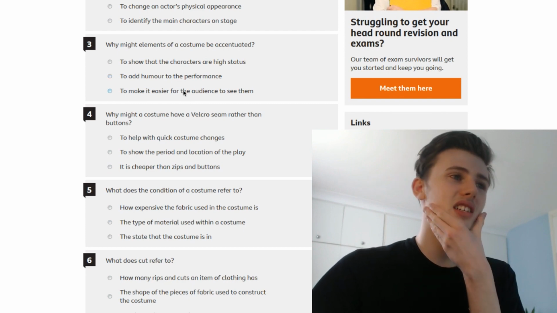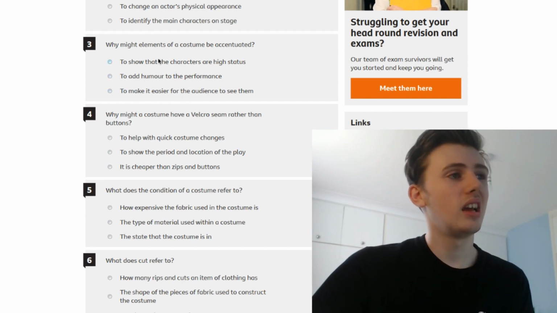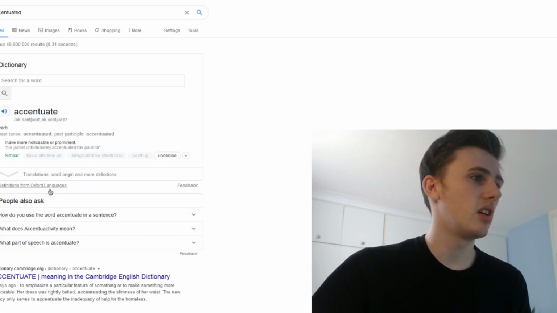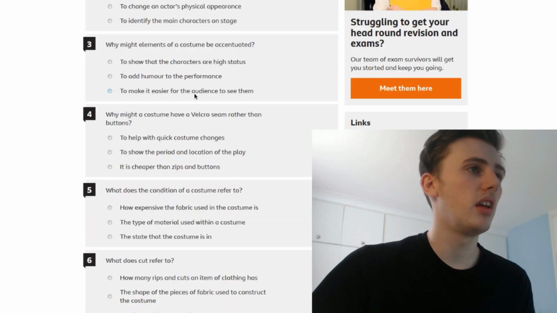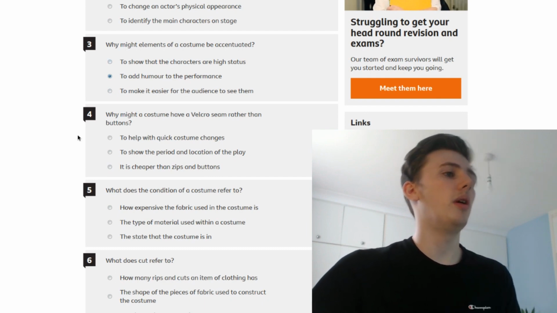To make it easier for the audience to see them. That seems too basic. That one kind of makes sense. I've got to search what this word actually means, because I think it means more than just over. I don't think it means over-exaggerate actually. Make more noticeable or prominent. I'm going to say humour.